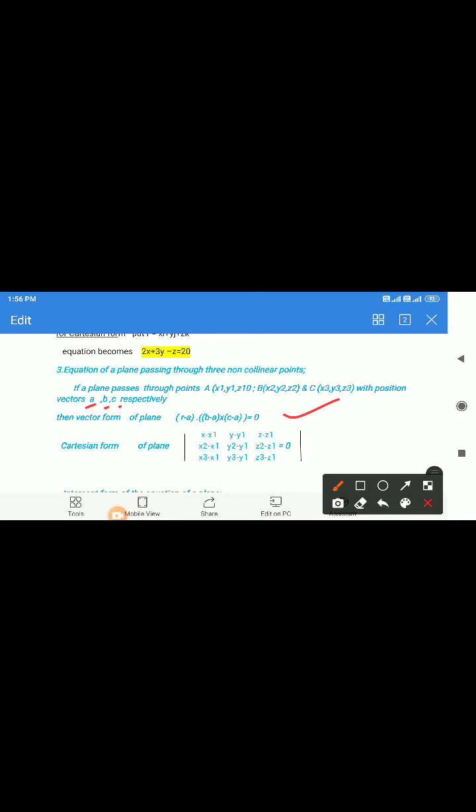This is the vector equation, and this is the Cartesian form of it, written in terms of coordinates: the determinant with rows x minus x1, y minus y1, z minus z1; x2 minus x1, y2 minus y1, z2 minus z1; and x3 minus x1, y3 minus y1, z3 minus z1, is equal to 0.